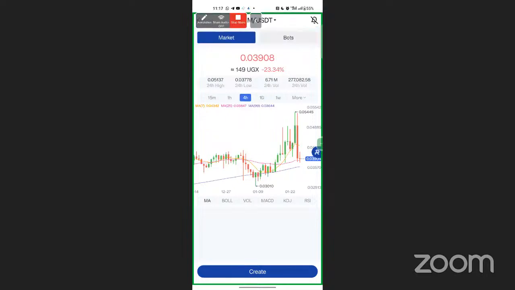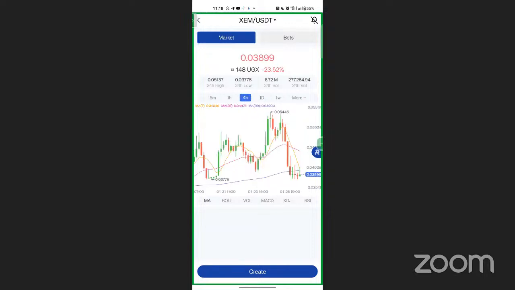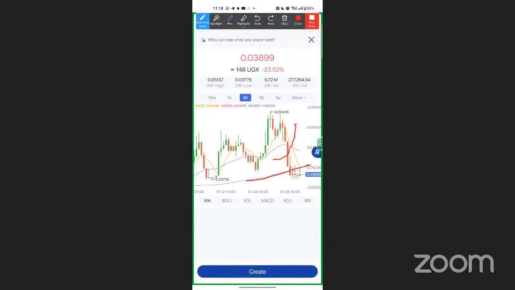Let's go to 4 hours. Has it changed really? Can you see? Now, in the short time frame, candles are forming below. Give me one in the chat if you can see that.